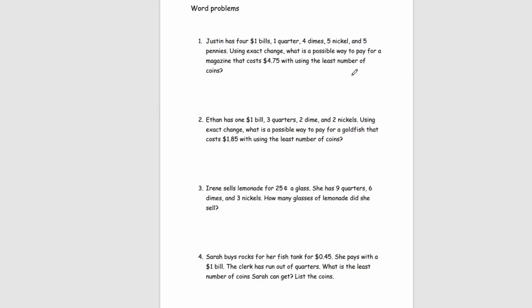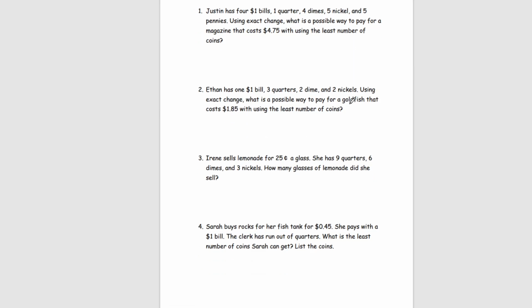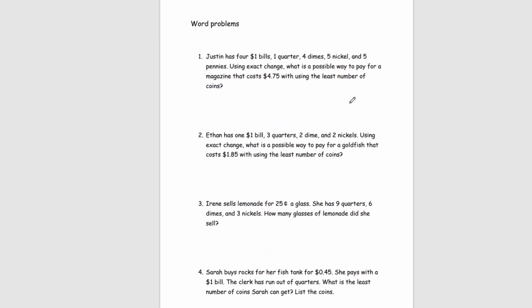For our word problems, we have number 1. Justin has 4 $1 bills, 1 quarter, 4 dimes, 5 nickels, and 5 pennies. Using exact change, what is a possible way to pay for a magazine that costs $4.75 using the least number of coins? If we're trying to find the least number of coins, we want to use our dollar bills first. So we use all 4 of these. It's $4 already.